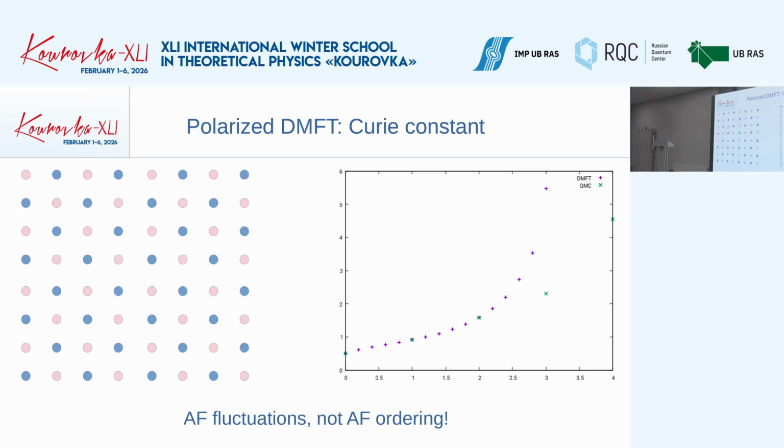Because what we have here is antiferromagnetism, but we don't have ordering, we have antiferromagnetic fluctuations. So this is a region where basically Mott's view is more correct. There are strong antiferromagnetic fluctuations. How can we handle it?